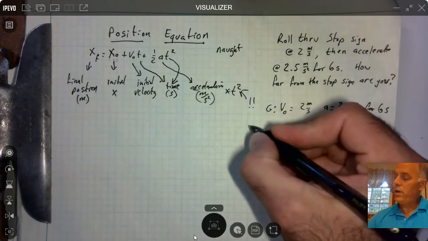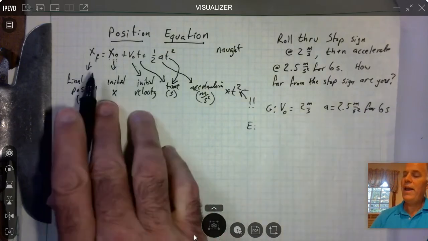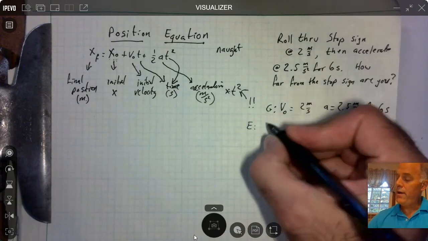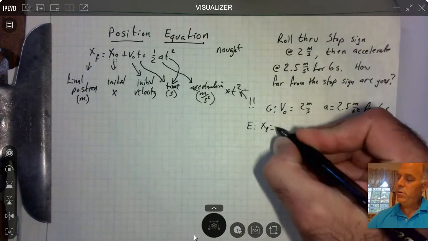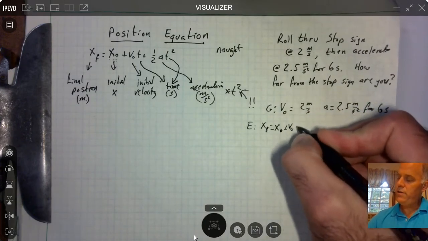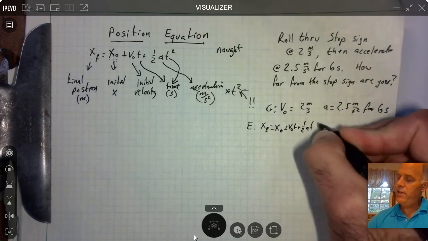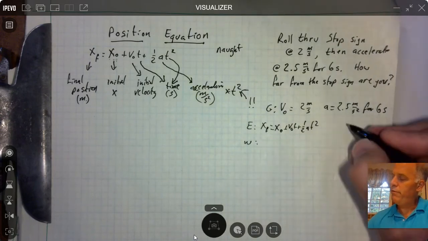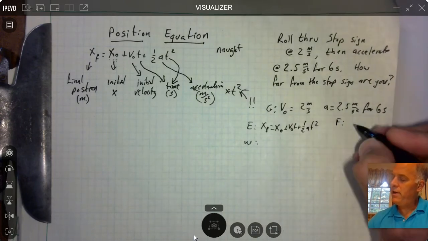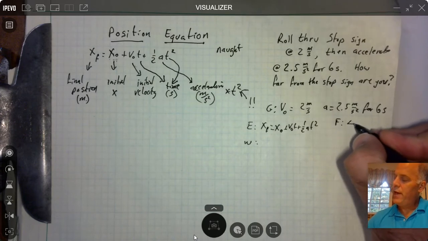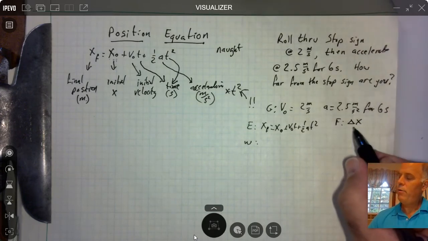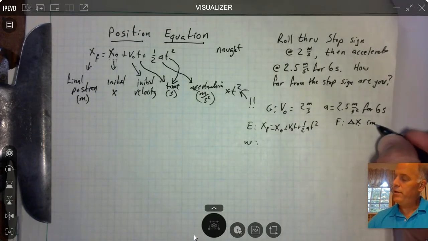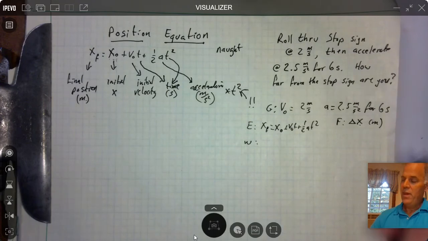Okay, so the equation we're going to use, I know I have it written right here, but when you do your homework, you're going to want to have it written out. So you're going to write X_f is equal to X naught plus V naught t plus 1/2 a t squared. And then we'll do the work where, oh, I didn't even put in the find. I forgot the find. Okay, so find delta X, how much the position has changed, how far we've gone. And that's going to be in meters.